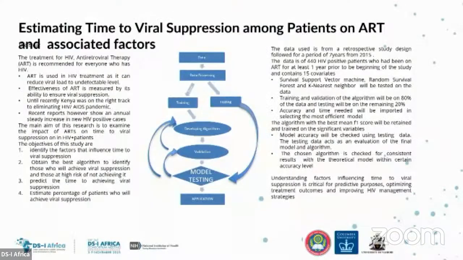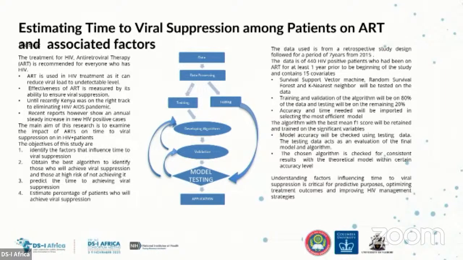I have the data. First of all, I'll process the data, and then divide it into training and testing. Then I'll develop the algorithms. The algorithms that I intend to use are, for example, survival support vector machines, random survival forest, and k-nearest neighbors, and maybe any others that I'll also include. After that, I'll select the best model or the best algorithm. Then I'll test that algorithm and see if it works well in predicting the factors.